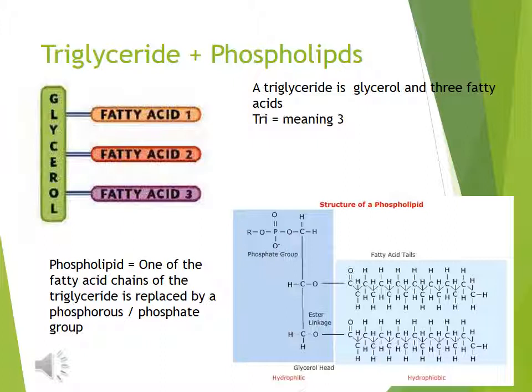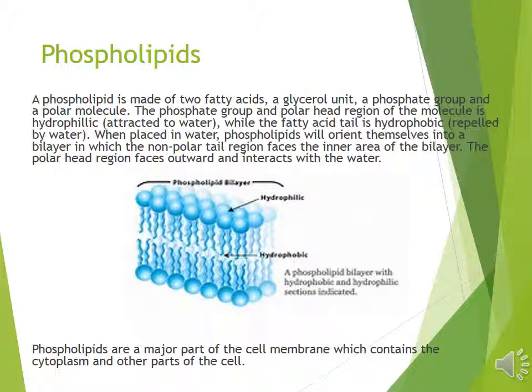A phospholipid is basically a triglyceride, but where one of the fatty acid chains has been replaced by a phosphorus or phosphate group, as seen in the picture at the bottom of the slide. A phospholipid is made up of 2 fatty acids, a glycerol unit and a phosphate group, and is also a polar molecule. The phosphate group and the polar head region of the molecule is hydrophilic. This means that they are attracted to water.